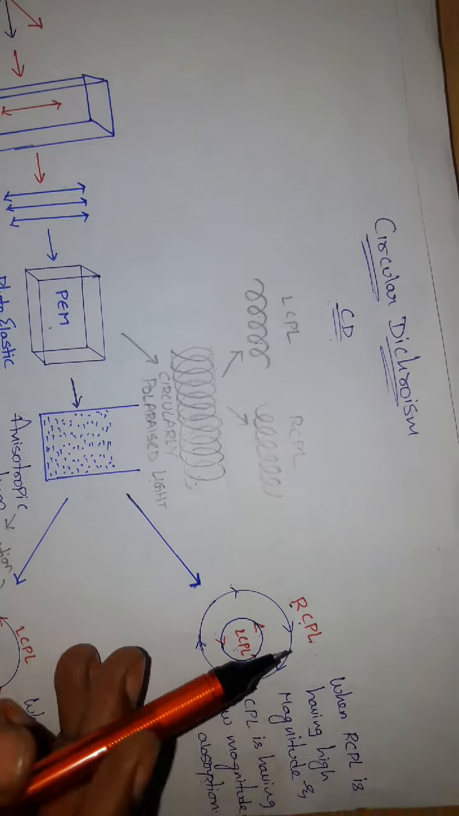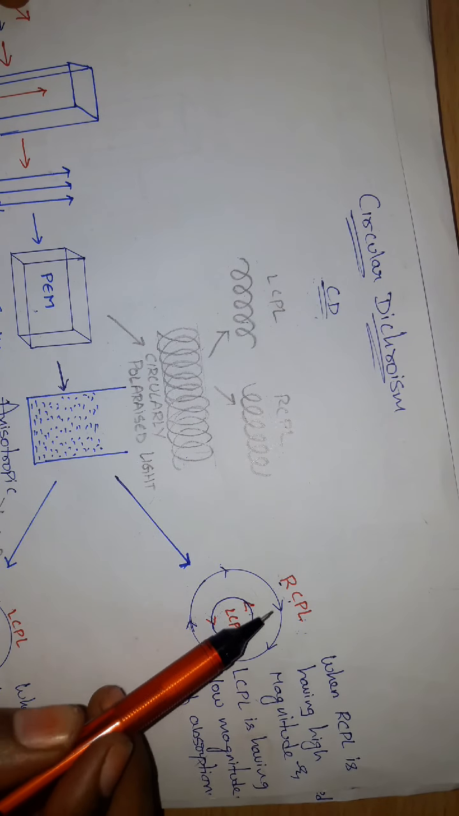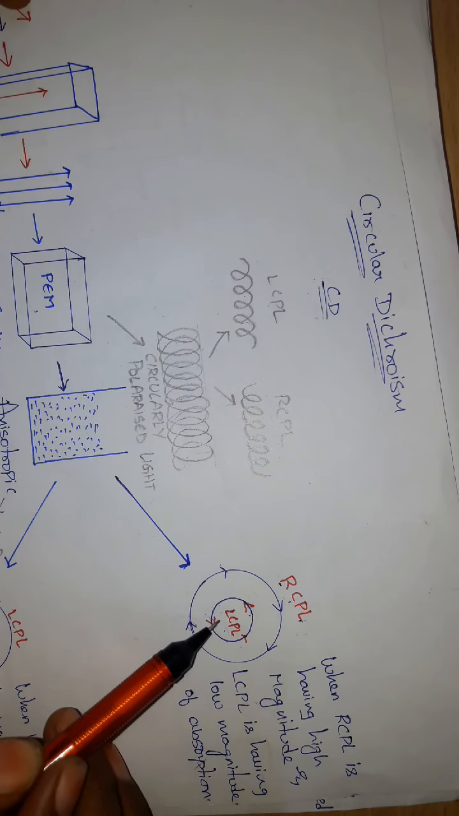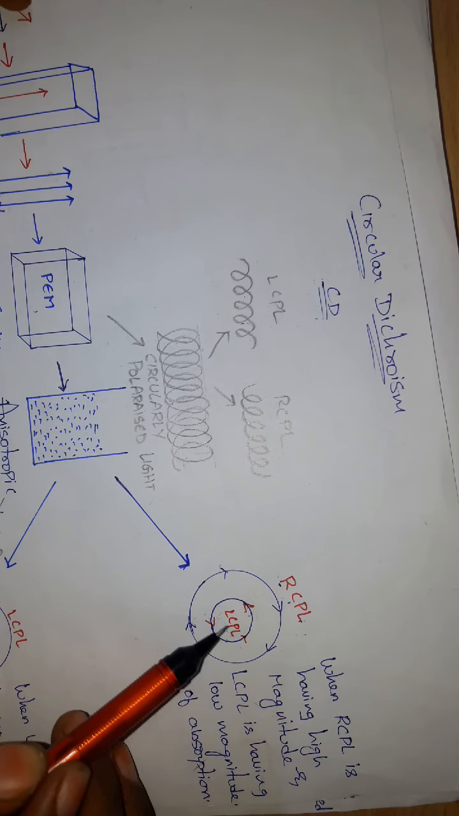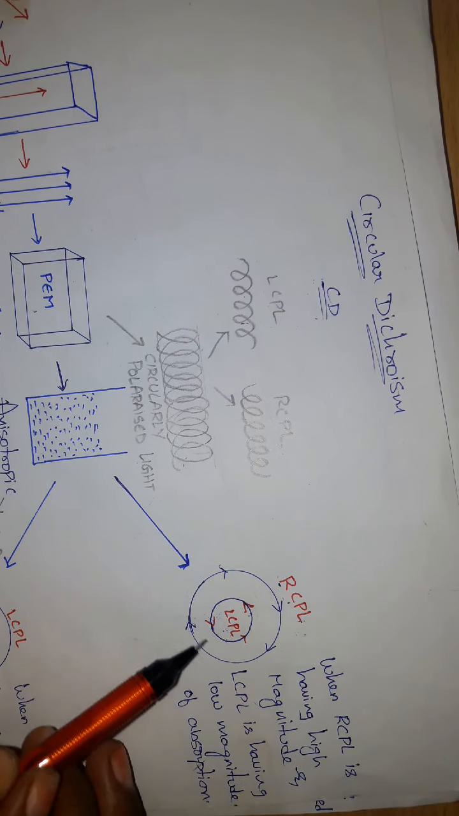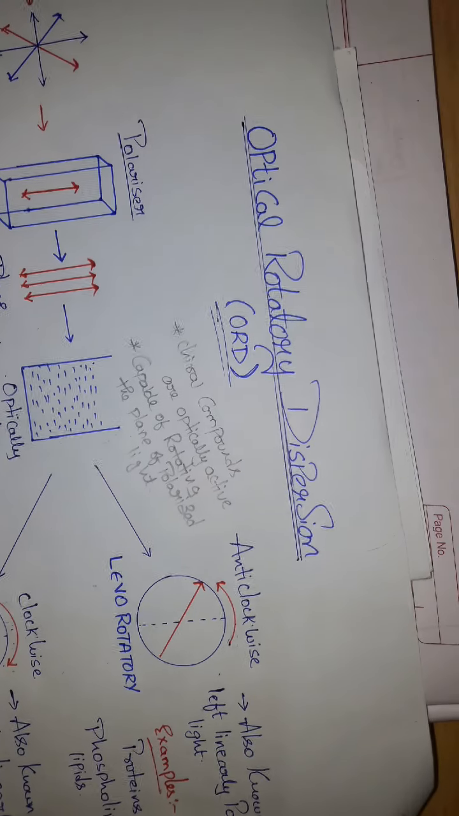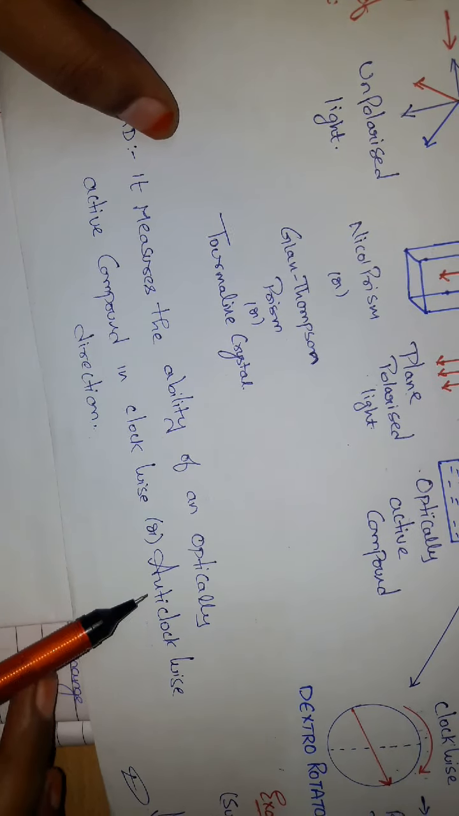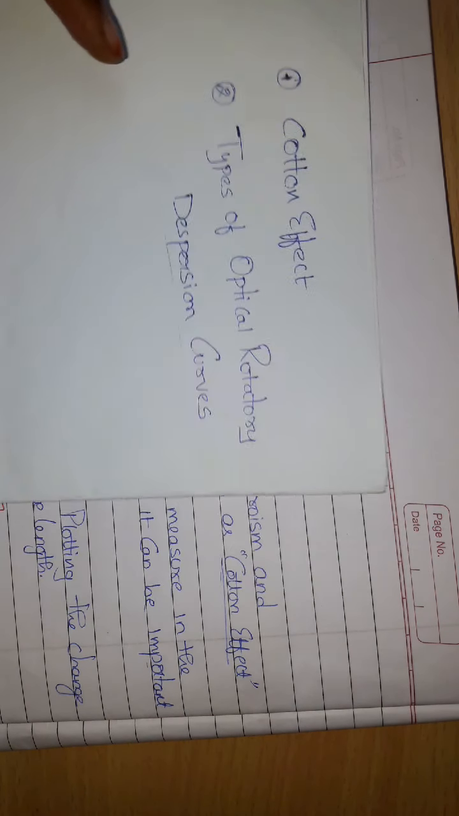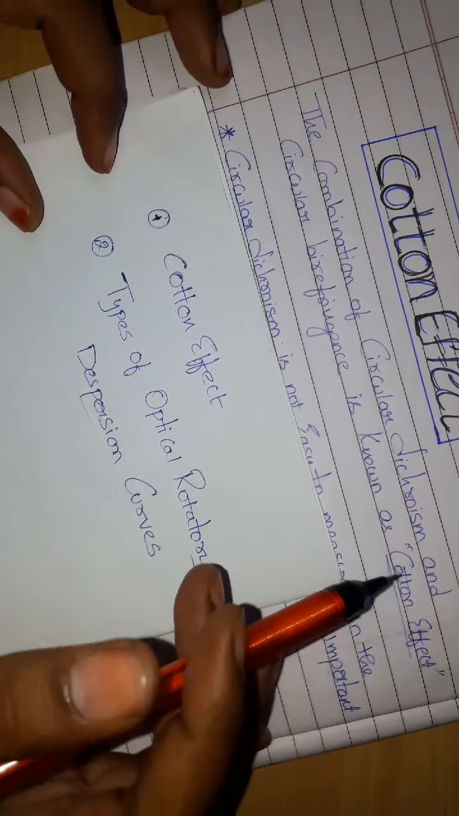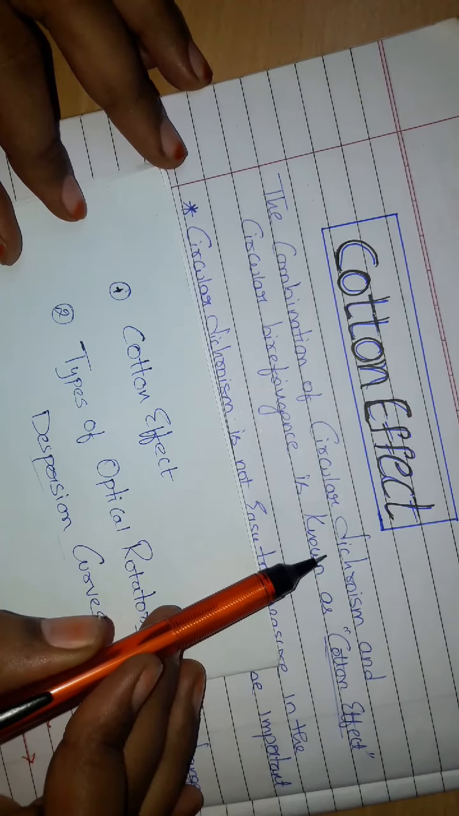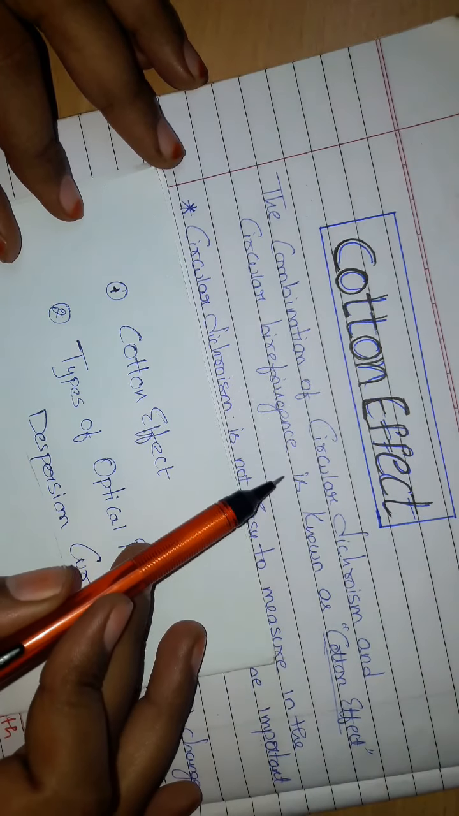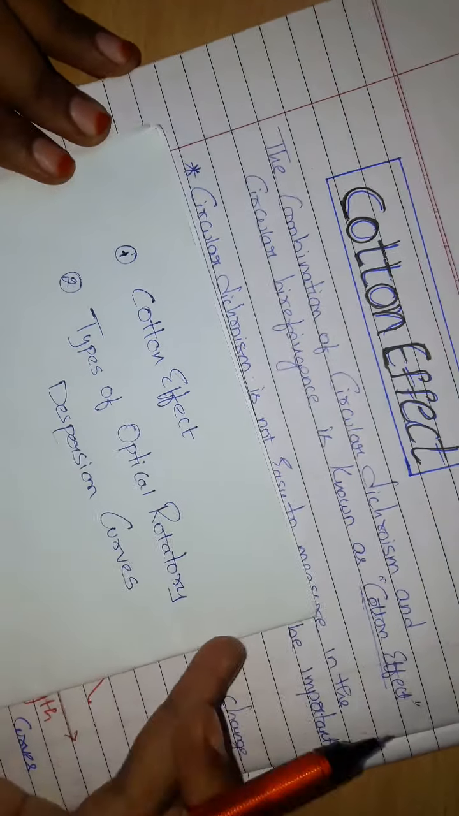Circular birefringence means that when the RCPL and LCPL travel with unequal speed, it measures the circular birefringence. And optical rotatory dispersion measures the ability of an optically active compound to rotate light, whether clockwise or anticlockwise. Coming to the topic of Cotton effect, the combination of circular dichroism and circular birefringence is known as the Cotton effect.